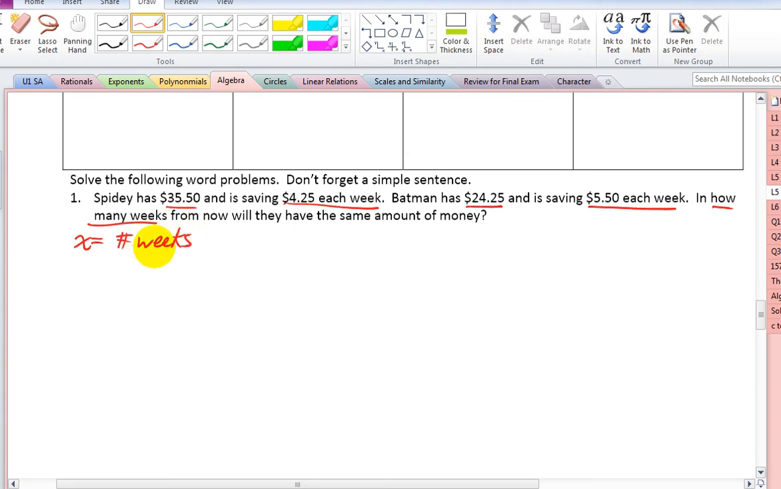How about we switch it up and use w? You want to? Oh, okay, x is fine. You could have though, right? So what we're going to do for this one is we're going to figure out when they're equal, right? Because we want the same amount of money. So when is Spidey equal Batman? Well, in the movies. Okay, anyways.